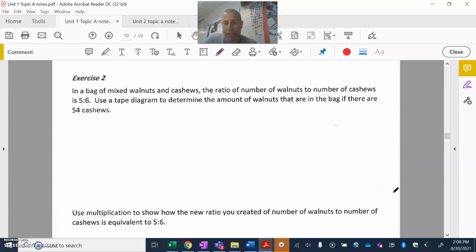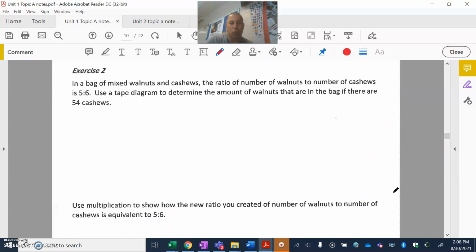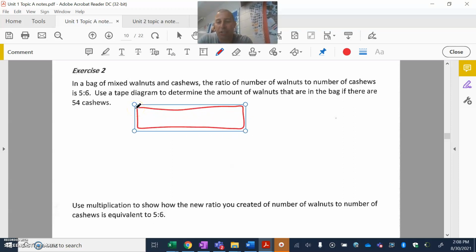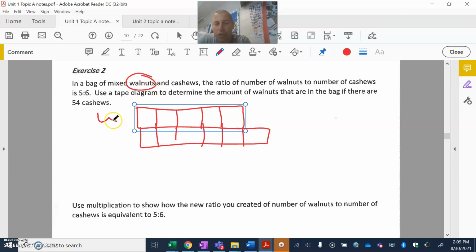So, exercise 2, it says, in a bag of mixed walnuts and cashews, the ratio of the number of walnuts to the number of cashews is 5 to 6. Okay, you gave me a ratio. Well, let's tape diagram it up. The first number is a 5. 1, 2, 3, 4, and there's 5. And then I need a 6, so it's one box bigger. And remember, when they match up, we like to draw those lines so that they match up. So I got 5 boxes going across the top, 6 going across the bottom. The walnuts came first, so you get a W. The cashews came second, so we get a C.